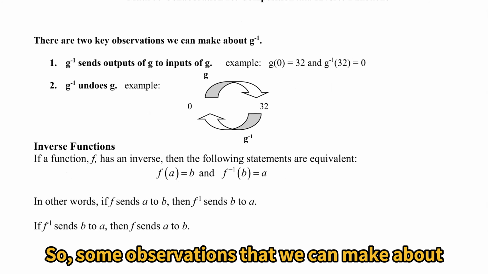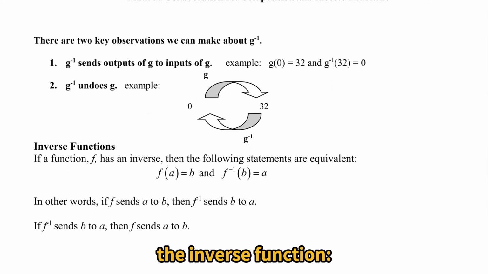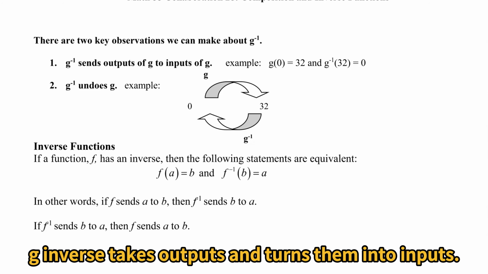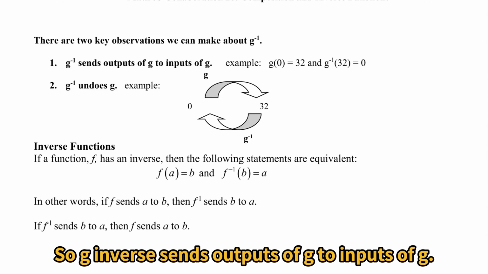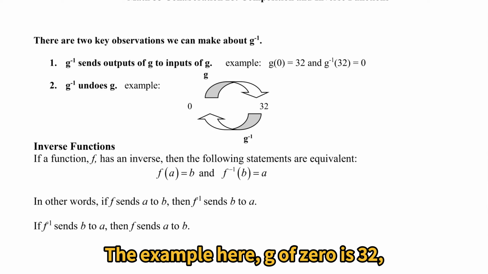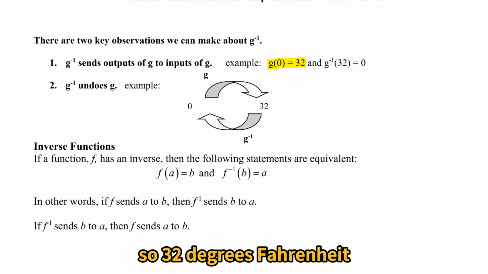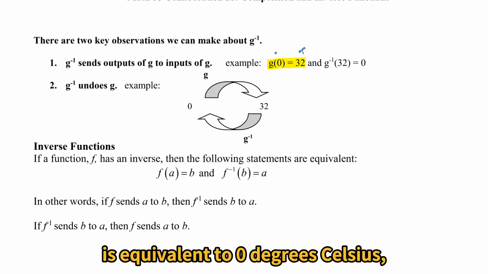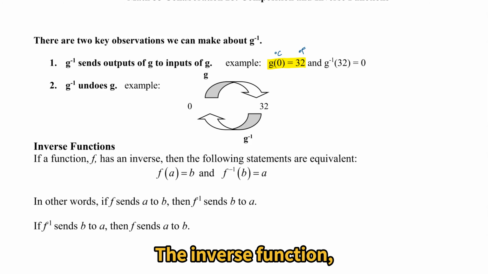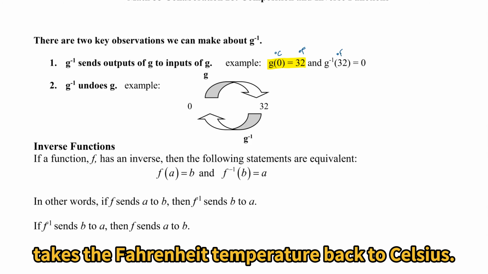So, some observations that we can make about the inverse function. g inverse takes outputs and turns them into inputs. So g inverse sends outputs of g to inputs of g. The example here, g of 0 is 32. So 32 degrees Fahrenheit is equivalent to 0 degrees Celsius. It's the freezing temperature of water. The inverse function takes the Fahrenheit temperature back to Celsius.